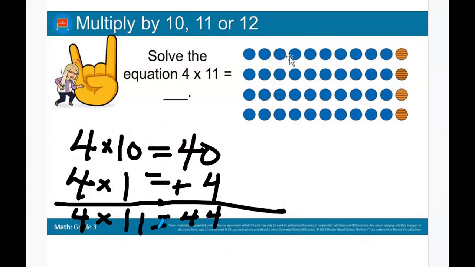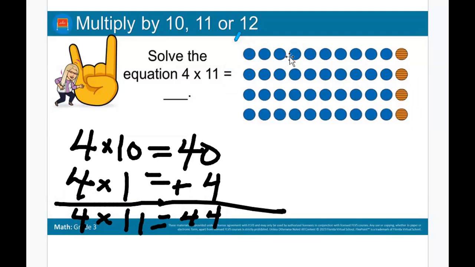I also know that when I bring down my 4 groups of 11, I'm getting a repeated number here. Anytime you multiply a number by 11, you're getting double that number of itself. So that would be like 4 and 4 next to each other. So 4 times 11 is 44.